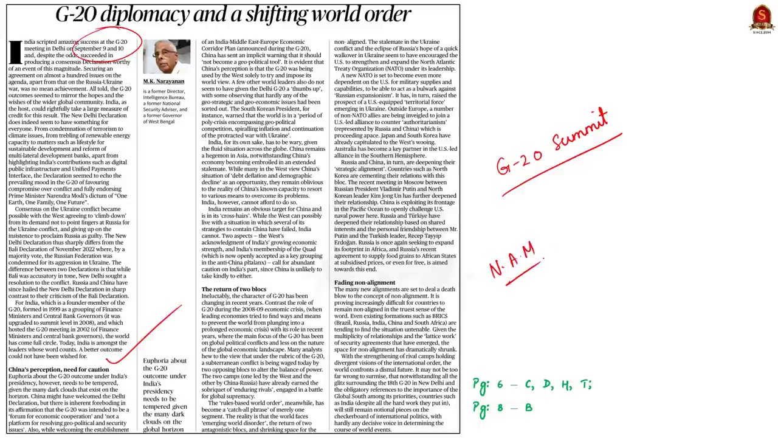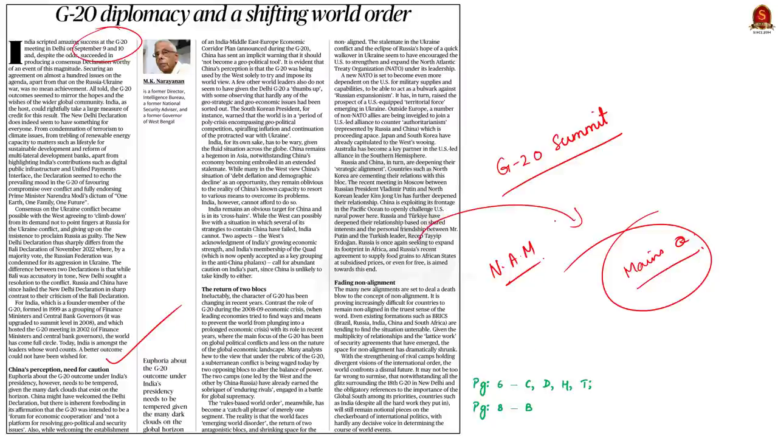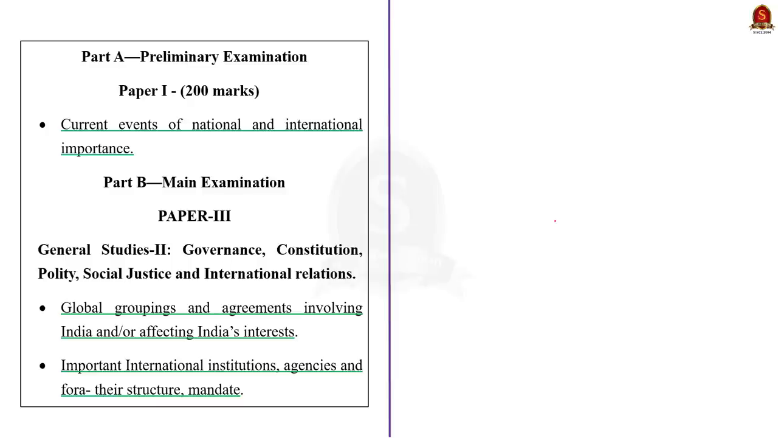For this discussion, I plan on doing something different. Usually we discuss the important points from the editorial and finally we display the model mains question. But today I will first display the mains question and then we will discuss how to approach the question and also how to use the points from the editorial in your answer. So this is the plan for today's discussion. Before getting into the discussion, let us look into the syllabus. In mains, it comes under GS paper 2 under the topic of global groupings and agreements involving India or affecting India's interest. Now let us start the discussion.